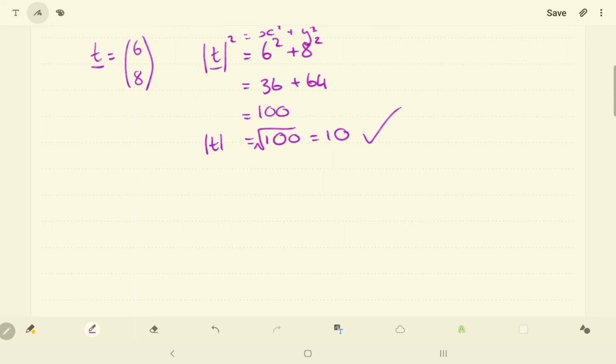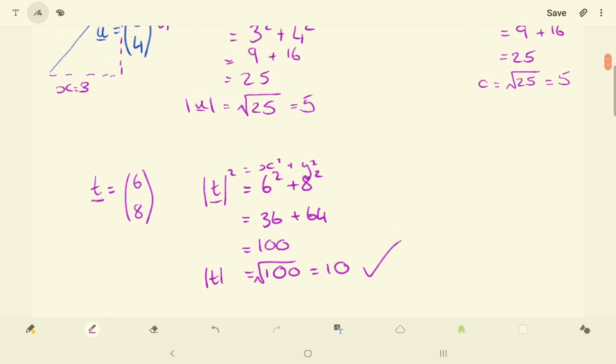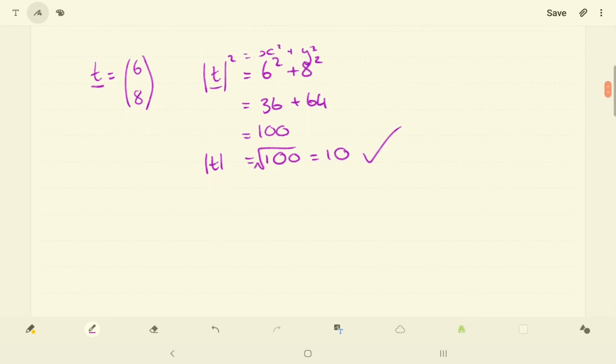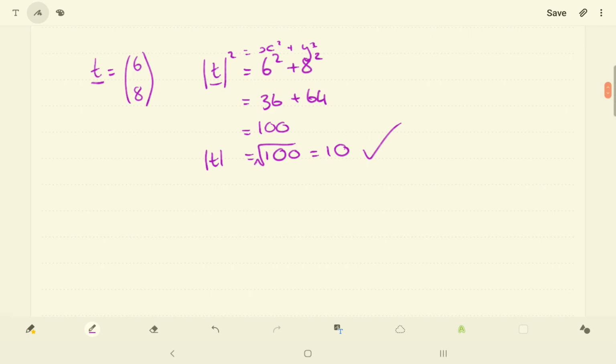I need to see every line of that working, okay? Because at this stage, it's important you get into the habit of doing it in order. But as you can see, if you can do Pythagoras, you can do finding the magnitude of a vector.